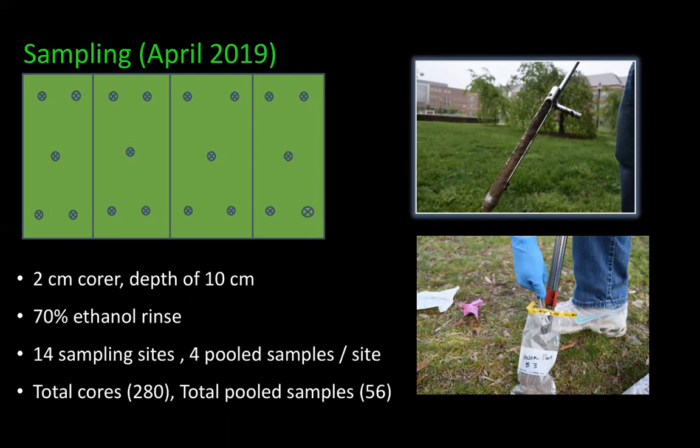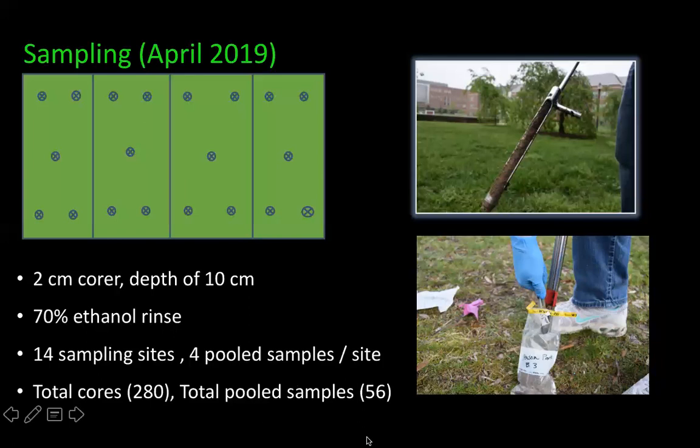At each site, to maximize the representation of the whole landscape, we blocked each landscape into 4 equal sections, and then we took 5 soil cores from each section. Each of these soil cores, we homogenized and pooled together. We did this to cut down on sampling costs while still representing the landscape as best as we could. So each of these 14 sampling sites had a total of 4 pooled samples per site. If you look at the work that we put into it, this was a total of 280 cores, and after pooling them together, it was a total of 56 samples.